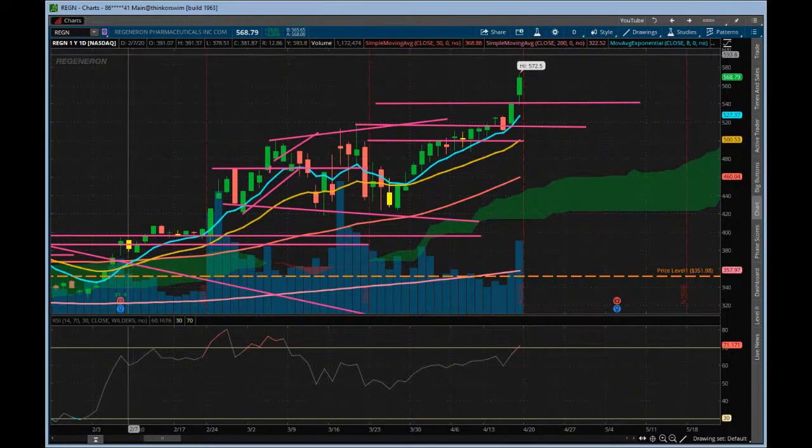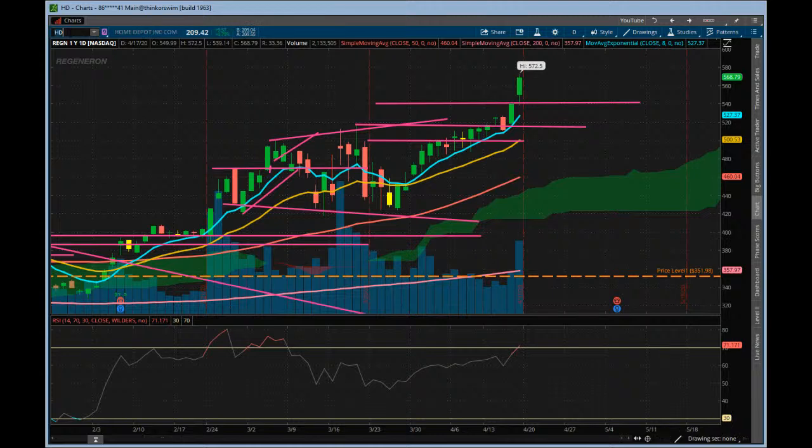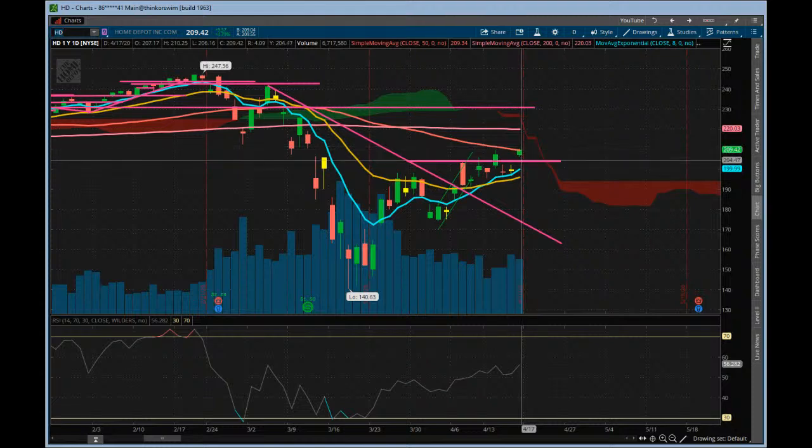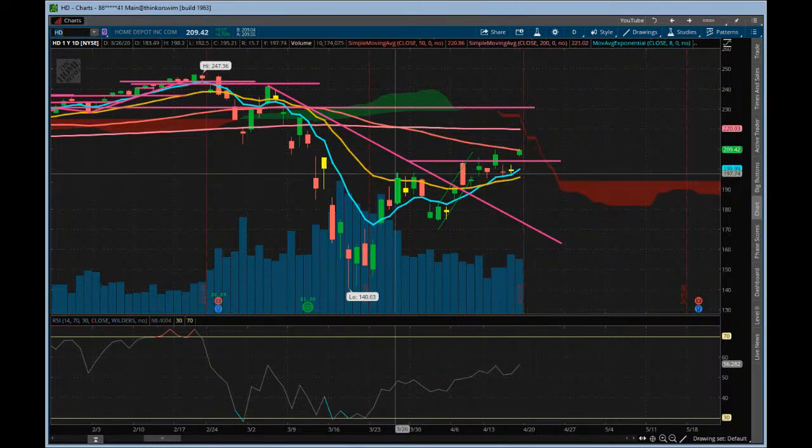Good. Home Depot, just doing a lot of nothing right now. Gapped up, hit the 50-day moving average. Really tricky price action in here. I like the little double bottoms right here. It's kind of like a little Space Invaders type pattern.